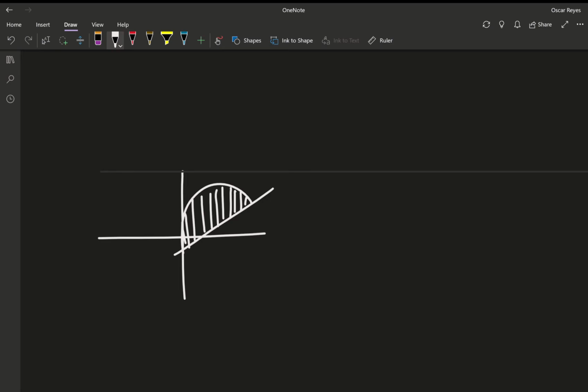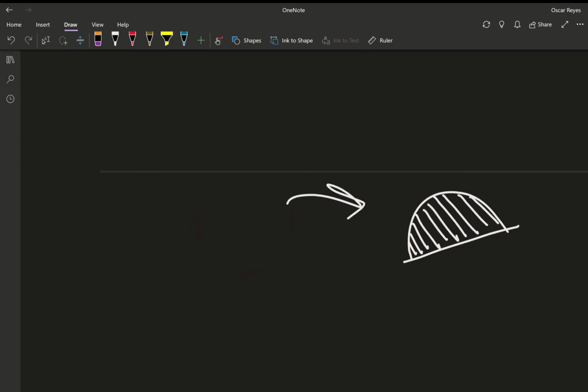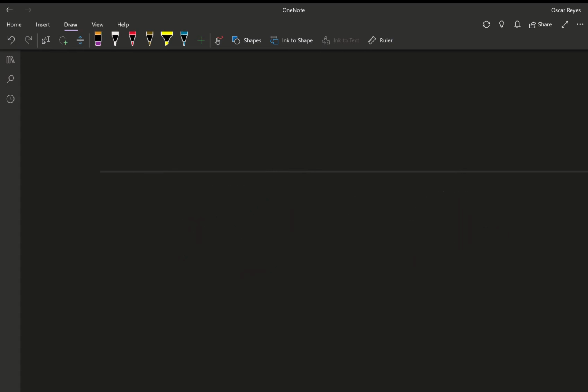So if we were to draw this out, we have this and this. And this is the area that we're looking for when we're asked to find the area between the two curves. So the best way to look at this is if we look at an example.